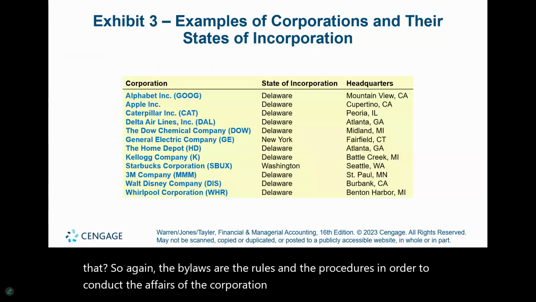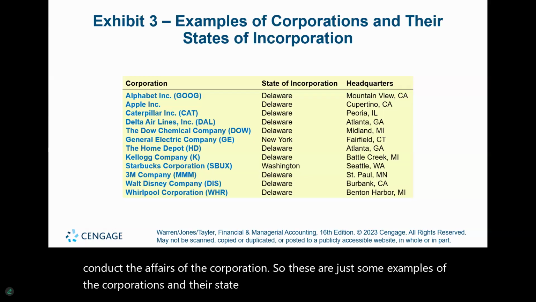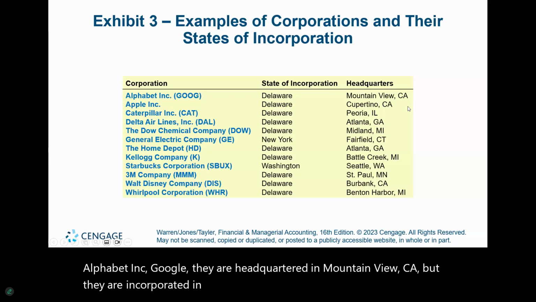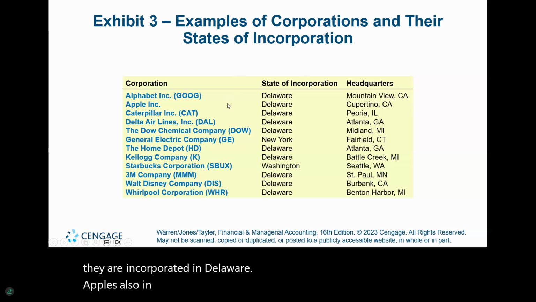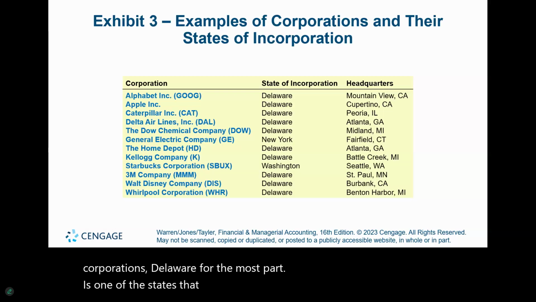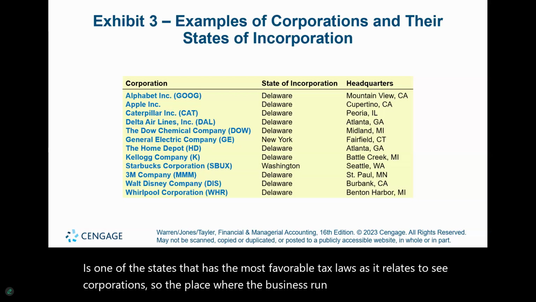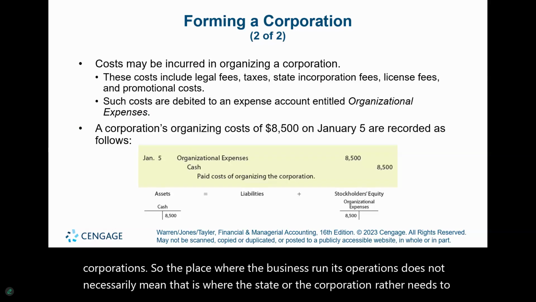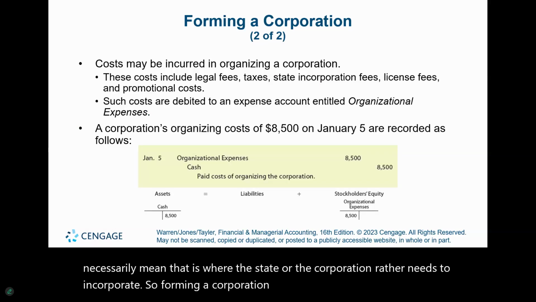These are just some examples of corporations and their state of incorporation. Here we have Alphabet Inc., Google. They are headquartered in Mountain View, California, but they are incorporated in Delaware. Apple is also in California, Cupertino, but they are incorporated in Delaware. For these really large corporations, Delaware for the most part is one of the states that has the most favorable tax laws as it relates to C corporations. The place where the business runs its operations does not necessarily mean that is where the corporation needs to incorporate.